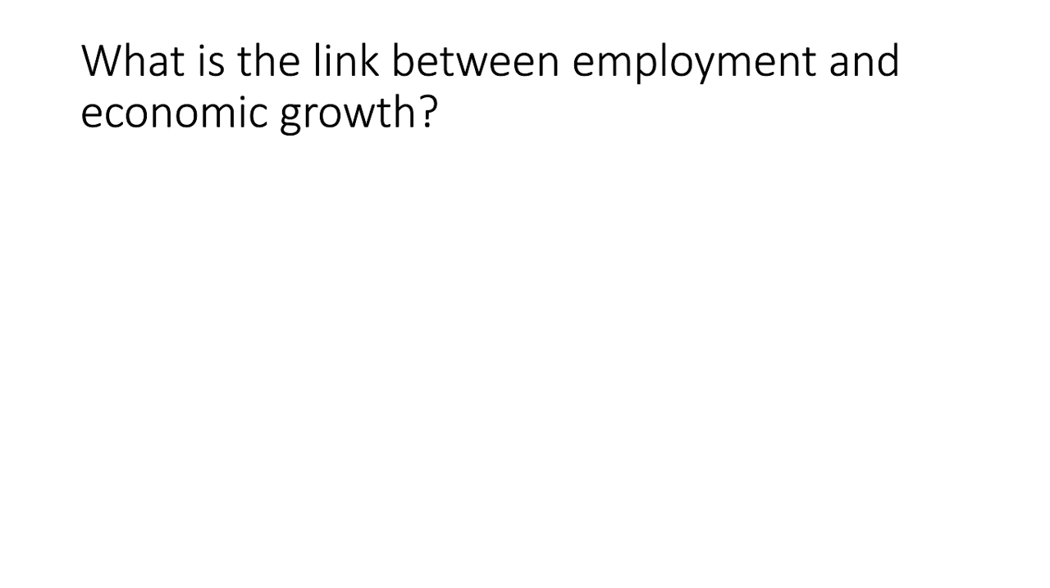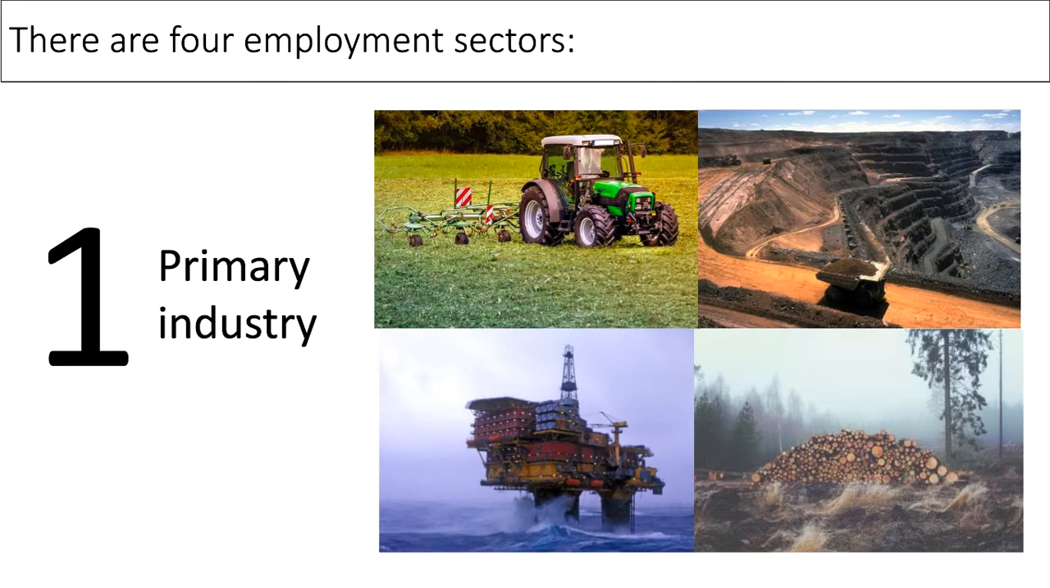So, what is the link between what kind of jobs people have, employment, and economic growth? Whether the GNI per capita is increasing. There are 4 employment sectors. So there are 4 different categories that geographers use to describe the types of jobs that people have. The first category, or the first economic sector, is primary industry. Now, people working in primary industry collect raw materials.